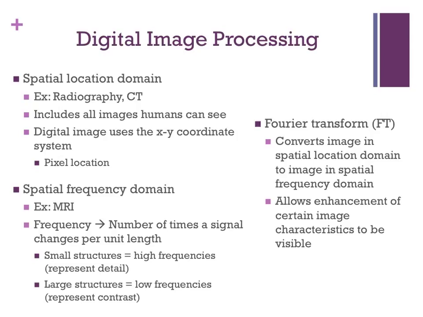Digital image processing can transform one image domain into another image domain, and this can be done by use of a Fourier transform. It converts the image in the spatial location domain to an image in the spatial frequency domain, and this allows the enhancement of certain image characteristics to be made visible.